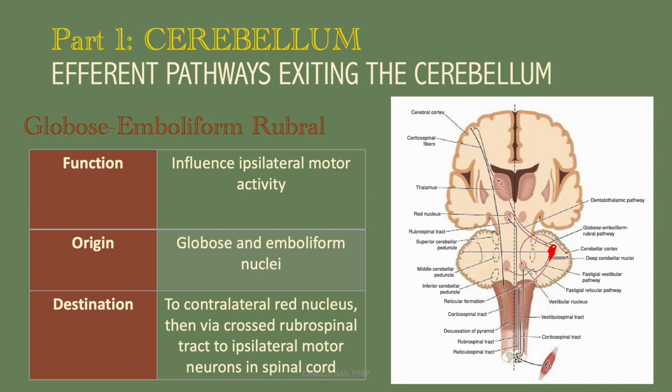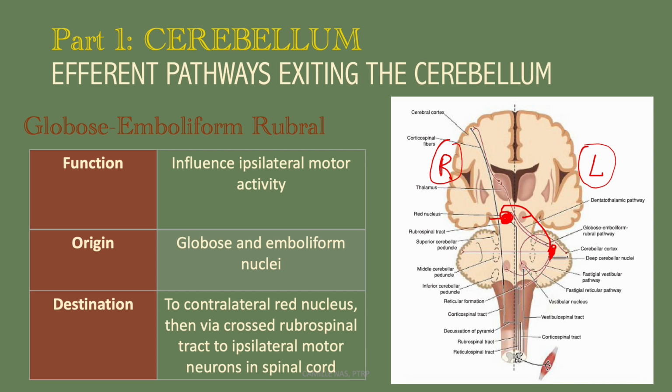But why or how is that? Even when it crosses, it still commands the same side of the body. So, let's give laterality. Let's say this is the right, this is the left side. The globus and emboliform of the left side will synapse on the contralateral side, the red nucleus. So, this is the red nucleus. But it will synapse on the other side, so this one, the right red nucleus. Okay? And that will form your globus emboliform rubral pathway.